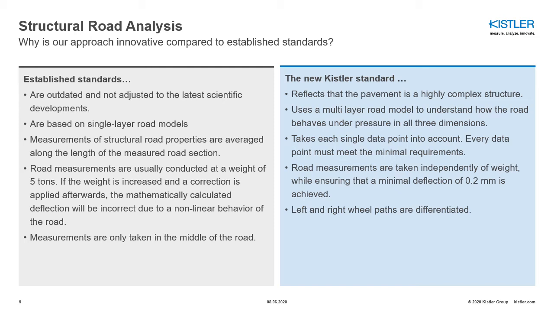We use a standard which reflects that the pavement is a highly complex structure, which means that we use a multi-layer road model to understand the road behavior. We take each single data point into account. Every data point must meet the minimal requirements. We do road measurements independently of weight, while ensuring that the minimal deflection of 0.2 mm is achieved. And we measure where it counts. That means that the left and the right wheel paths are differentiated.